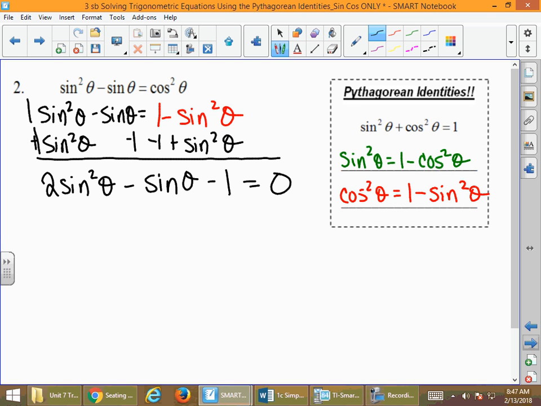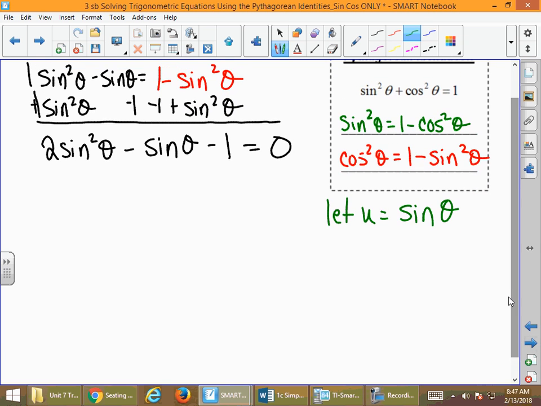And once again, now that we have everything written in terms of one function, let's let u equal sine of theta. And that's just a technique used to help us factor a little bit easier. So this is 2u squared, filling in the u for sine, minus u minus 1 equals 0.